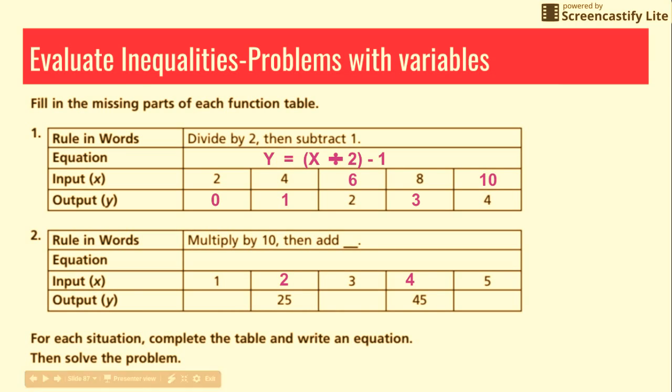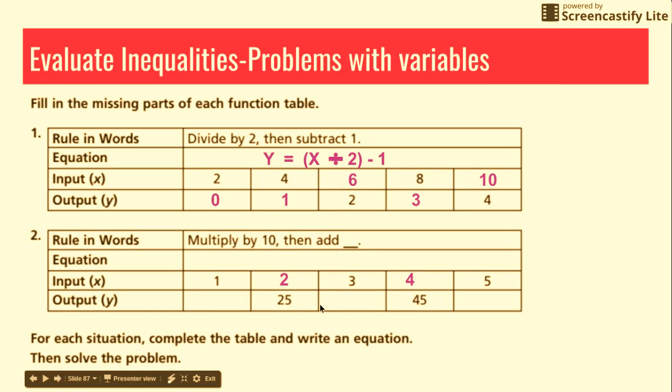So I'm going to use my inputs. I need to multiply that by 10. So if I have 1 times 10, I have 10. And then I need to add a number to that to get my output. Now I'm not real sure yet what that might be, but if I come up here and do 2, I have 2 times 10 is 20. And now to get from 20 to 25, I need to add 5. So I'm thinking it's going to be multiply by 10 and then add 5.